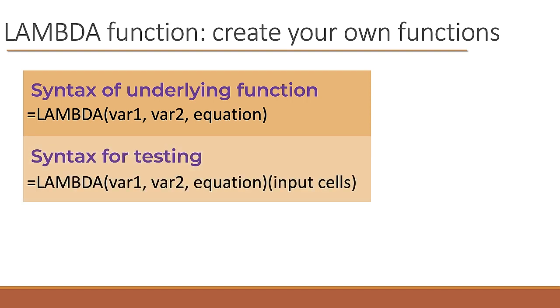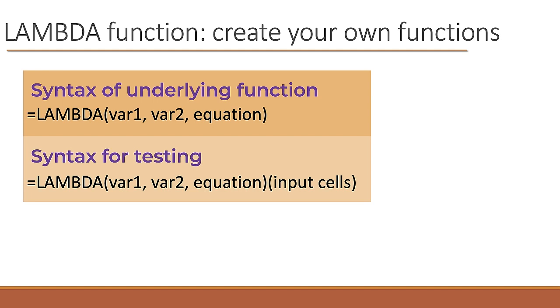So with this, you notice there's 2 sets of parentheses. So you have the lambda function as you defined it in the name manager dialog box, and then you see there's that second set of parentheses, which is how you pass it the actual data.